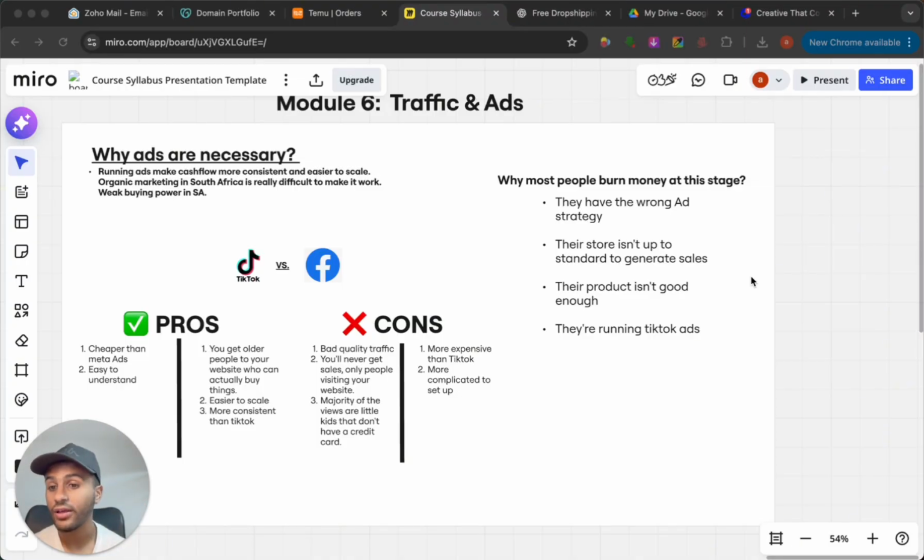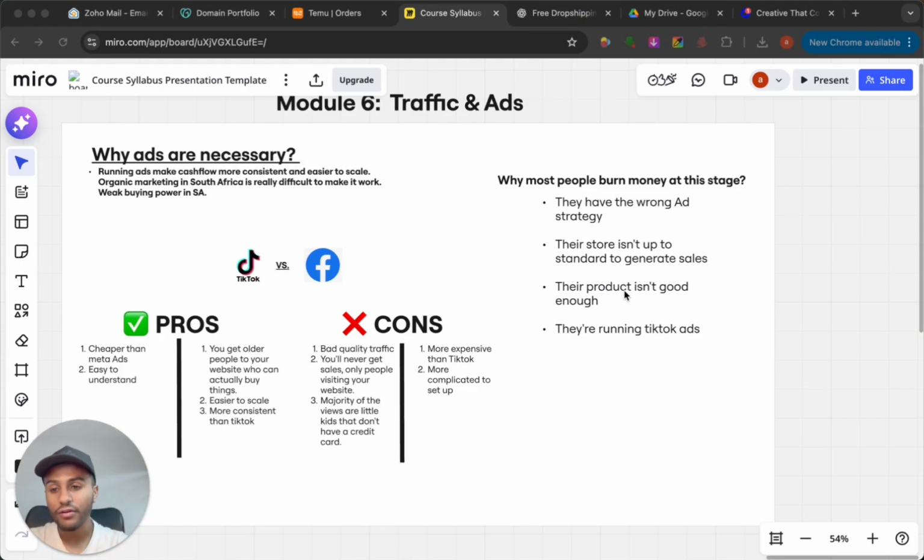So yeah, another reason why people burn a lot of money is their store is generally not up to standard. People have the worst stores that I've ever seen in my entire life. It seems like they've put close to zero effort into their store, and then they just think they're going to magically have people buying from it. There's a standard that your store has to be up to in order to start generating sales. And in the previous module, if you at least follow some of that advice, that increases your chances of getting sales substantially.